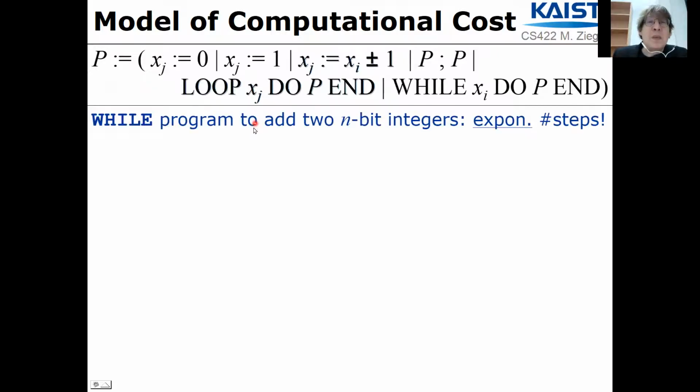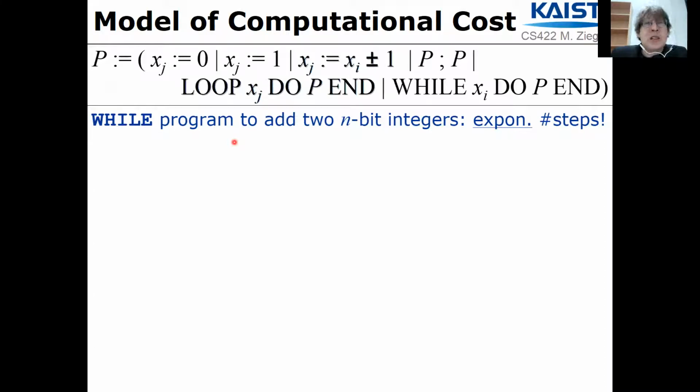So a while program to add two n-bit integers, as we've introduced in chapter 1 and 2, takes an exponential number of steps, and exponential here means exponential not with respect to the value that we want to add, not with respect to 1 million, because the loop is just executed 1 million times. It's actually linear in the value that we want to add.